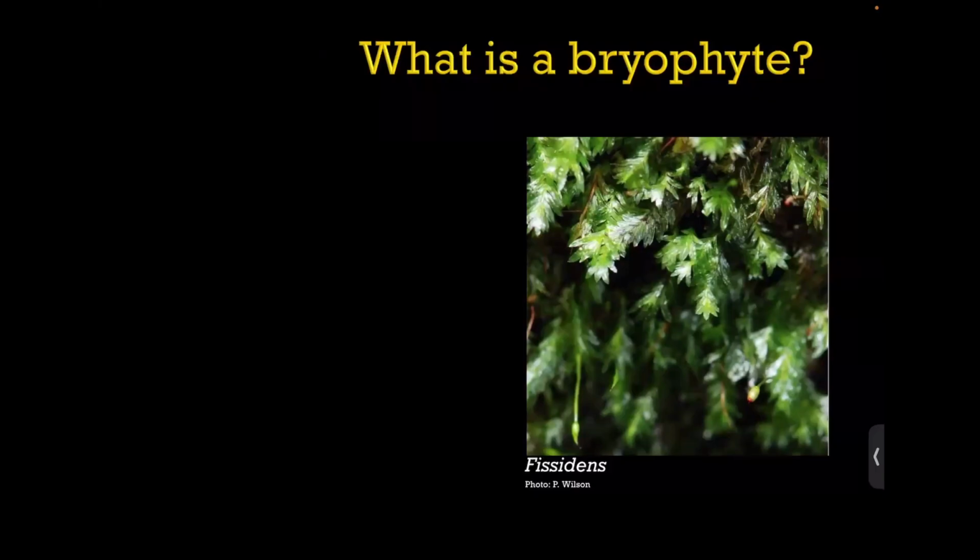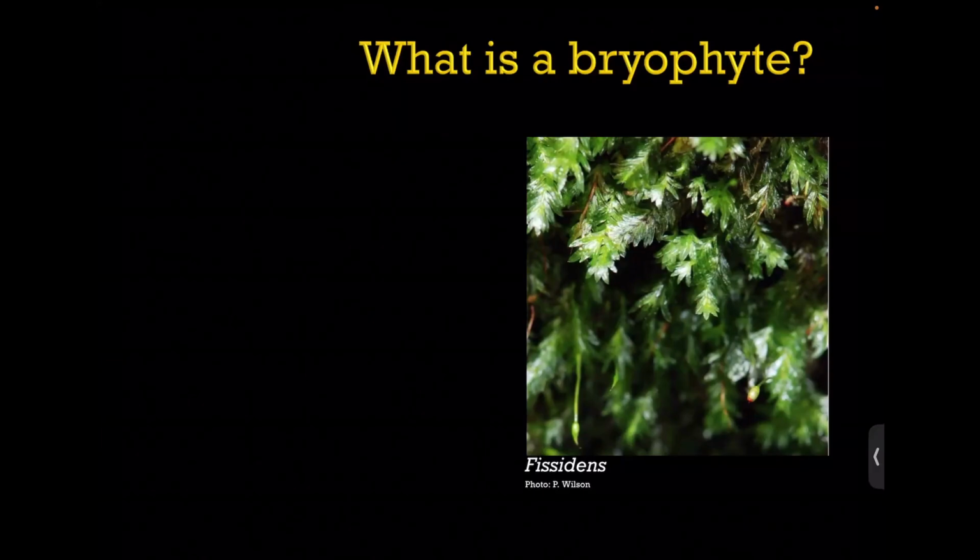Okay, so mosses and liverworts, along with hornworts, are called bryophytes. And I think we should start by figuring out what a bryophyte is. So a bryophyte is a land plant that's not a vascular plant. Most of the plants that you know that are land plants are vascular plants, like conifers, ferns, flowering plants, and so on. All the rest we would call bryophytes.